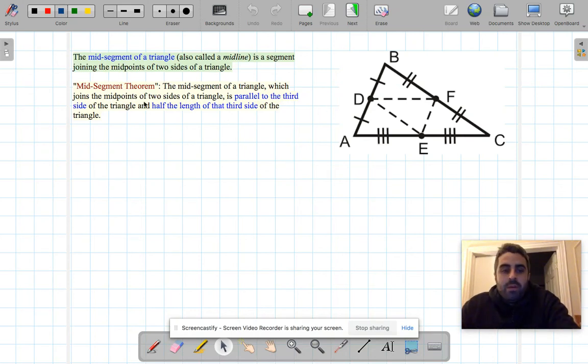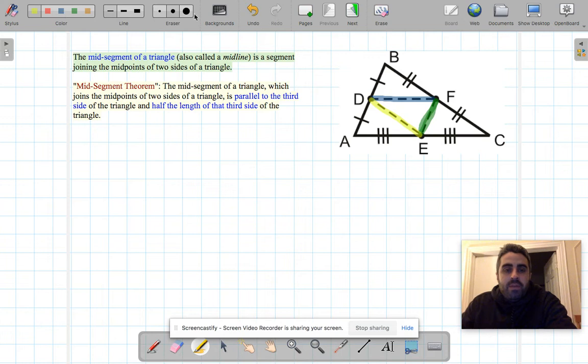Okay, so I'm going to go over something called the midsegment and the midsegment theorem for triangles. A midsegment of a triangle is a segment that joins two midpoints of two sides of a triangle. So, for example, in the triangle we see here, we have three different midsegments. We have DF, which joins the midpoints D and F. We have FE, which joins the midpoints F and E of the sides BC and AC. And finally, we have DE. So these three different midsegments.